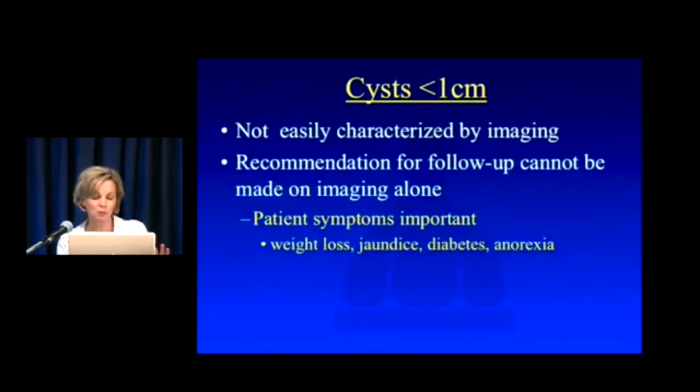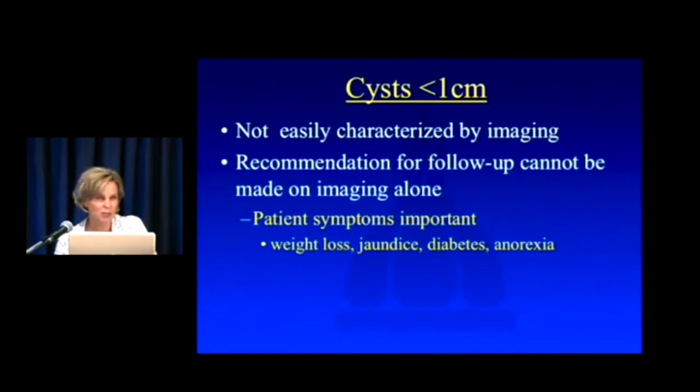The other thing I want to mention before we get into the specific cystic lesions is, what do you do about really small cysts? If you have a cyst less than a centimeter, it's really tough to characterize those by imaging, meaning CT or even MR. EUS does a better job because the ultrasound probe is right along the cyst. But using CT or MR, you have to be careful trying to characterize things that are so tiny that you're not getting an accurate Hounsfield unit measurement and you're not able to see inside the cyst. Recommendation for follow-up, again, cannot be based on imaging alone. The patient's symptoms are important.